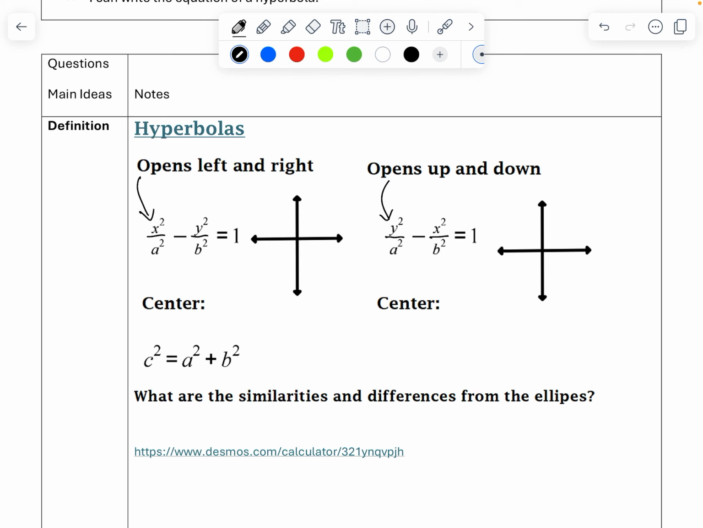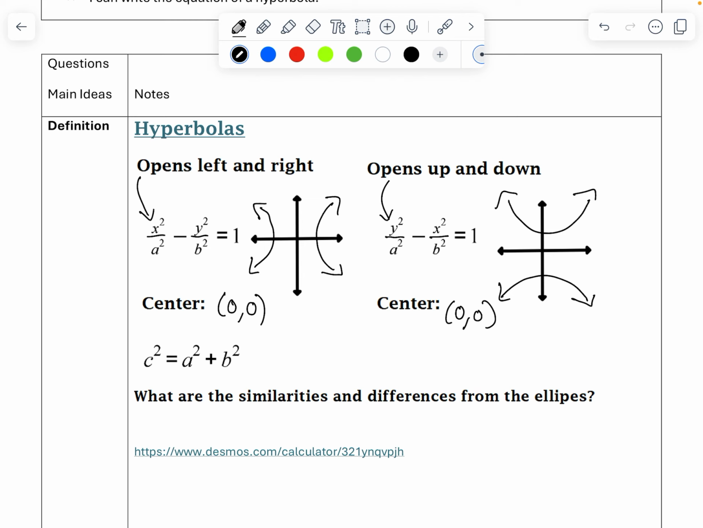And this is just a general shape you're going to see. So the left and right ones are going to open like this, and the up and down ones are going to look something like this. And the center for everything we're doing in this section is 0, 0.